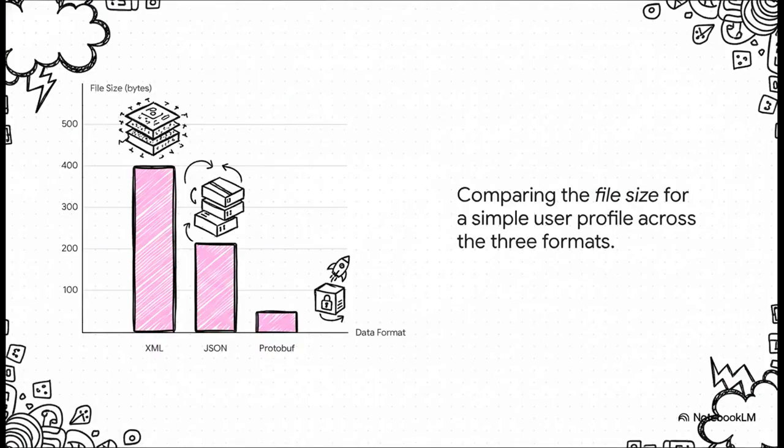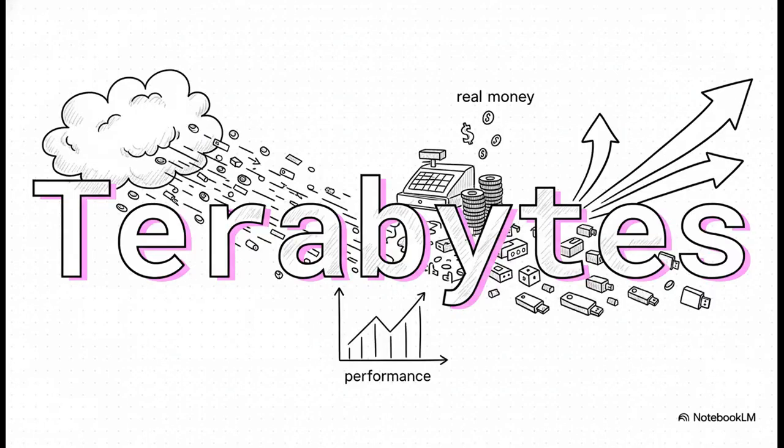Let's just look at the raw numbers for something super simple, like a single user profile. Okay, in XML, that data might take up around 400 bytes. Not bad. With JSON, you can cut that in half, down to about 200 bytes. That's a great improvement. But then look at Protobuf. The exact same information is squeezed into just 50 bytes. That is an 8 times reduction from XML. 8 times! And yeah, a couple hundred bytes here and there, who cares, right?